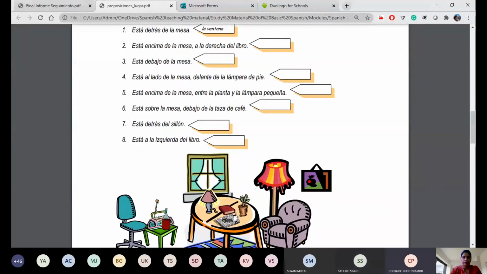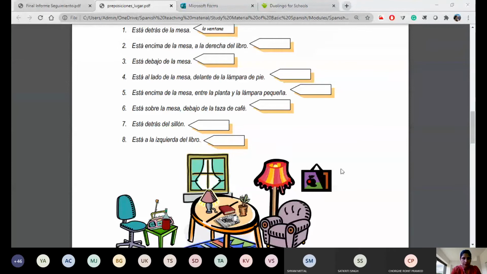Ma'am, in the question here, está encima de la mesa, can we write a la derecha as well? Yes, you can write, both are correct. When such kind of thing is coming, you should explore more whether it should be E or not. Yes, you can definitely write the end, no problem.